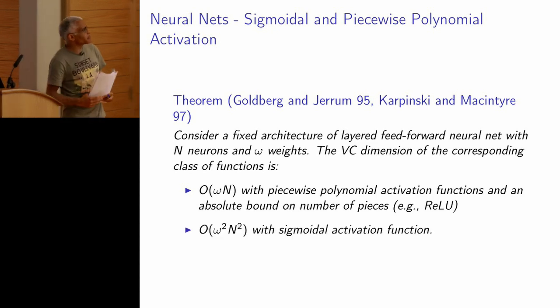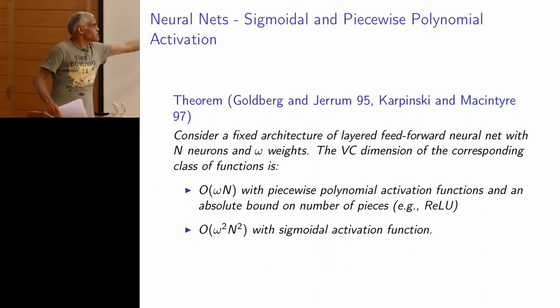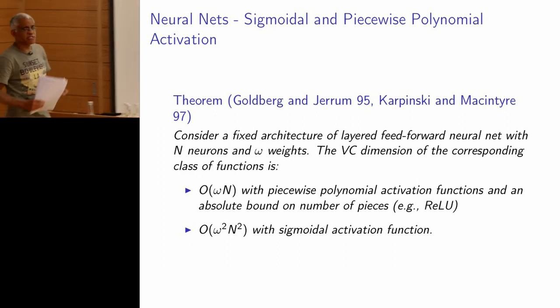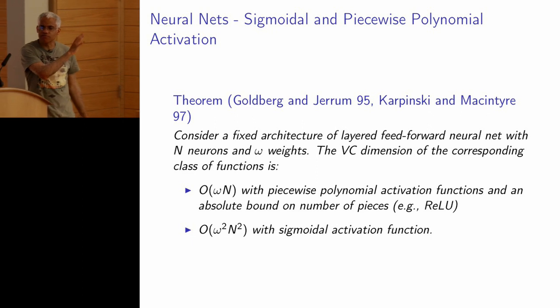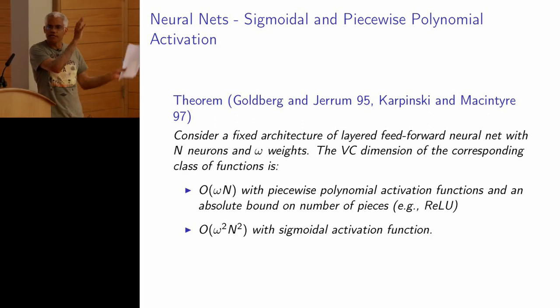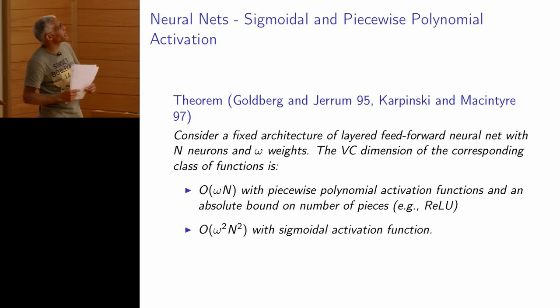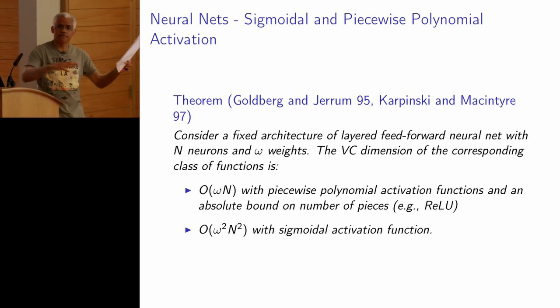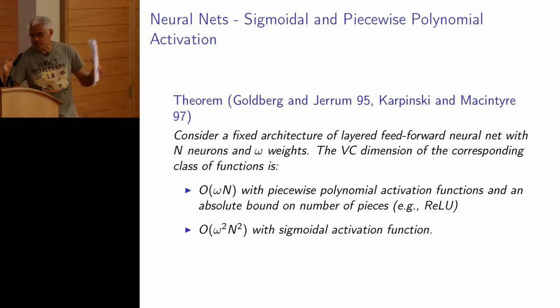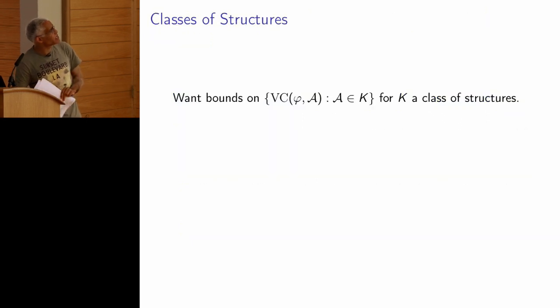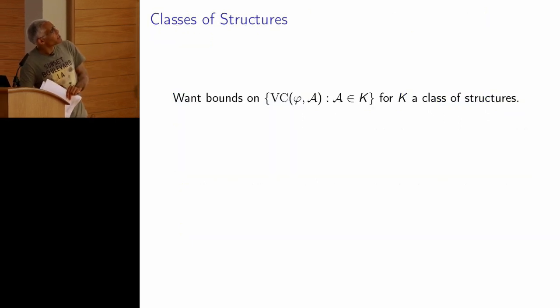And this is the bound if you have the sigmoidal activation function. So this bound doesn't come from the previous result I talked about on o-minimal structures, which would give you an absolutely colossal bound. The second bound is from a paper by Karpinski and Macintyre, with a more direct analysis of the number of connected components, the number of cells in that structure.